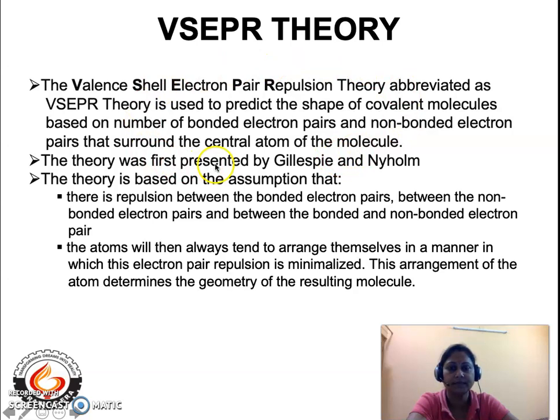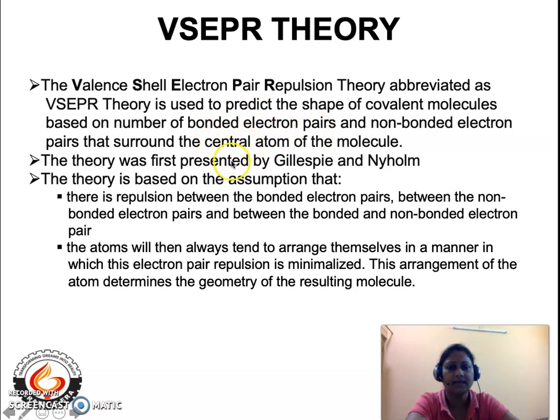Now what does this state? So we know that the VSEPR theory will only help us to predict the shape of covalent molecules. Now in any covalent molecule, there will be a central atom and there will also be surrounding atoms to which the central atom is bonded. So that means the electrons in the central atom will be directly involved in bonding with the surrounding atom. So the electrons that are directly involved in bonding are called the bonded electron pairs.